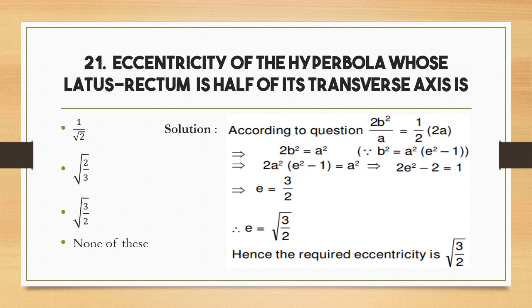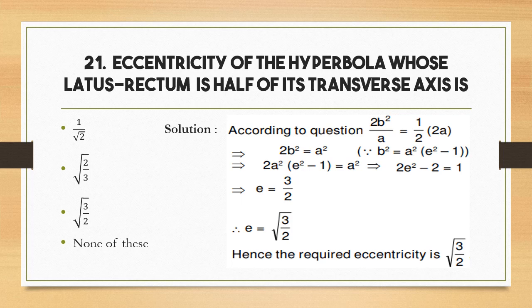Therefore 2b square by a equals a, the 2 gets cancelled. So multiplying the denominator a to the other side, 2b square equal to a square. Now we will substitute b square equals a square times e square minus 1. This is applicable for hyperbola, because if you consider b square by a square, we will get e square minus 1. So e square equal to 1 plus b square by a square. So with the eccentricity formula, I have written this equation b square equal to a square times e square minus 1. Now substitute that b square equal to a square times e square minus 1 in 2b square equal to a square. We got 2 a square times e square minus 1 equals a square.